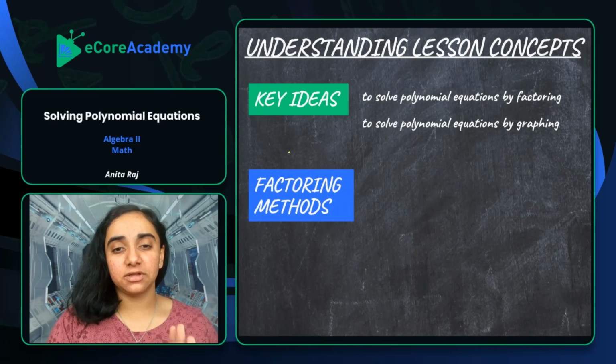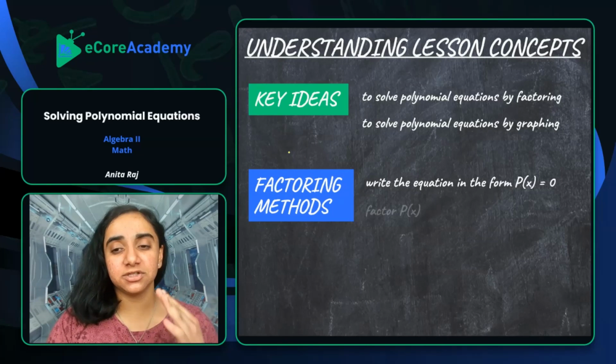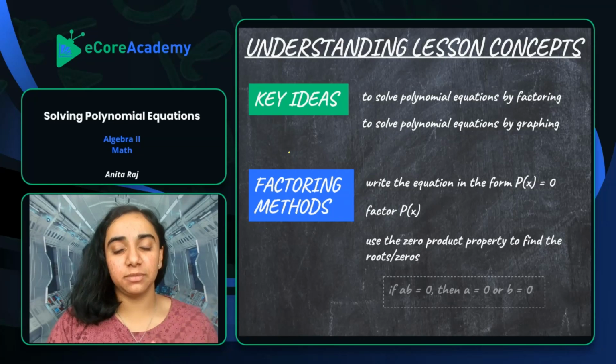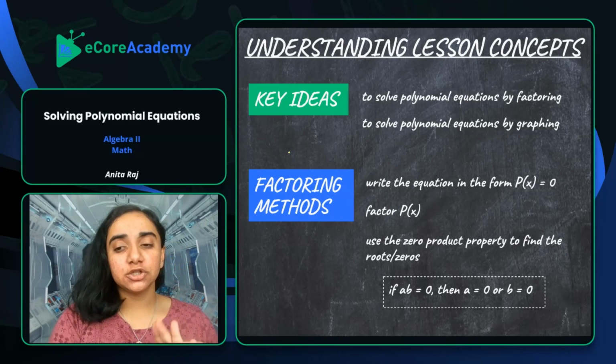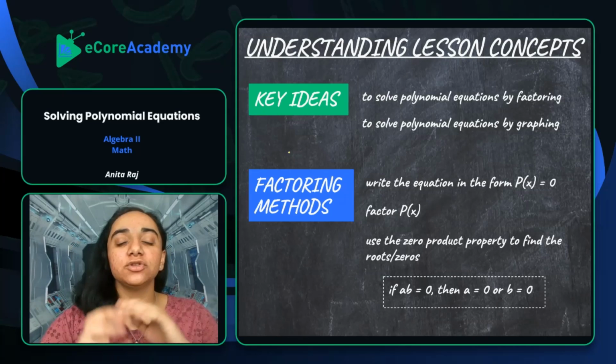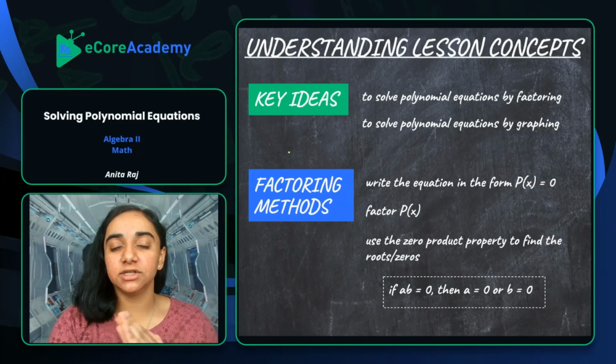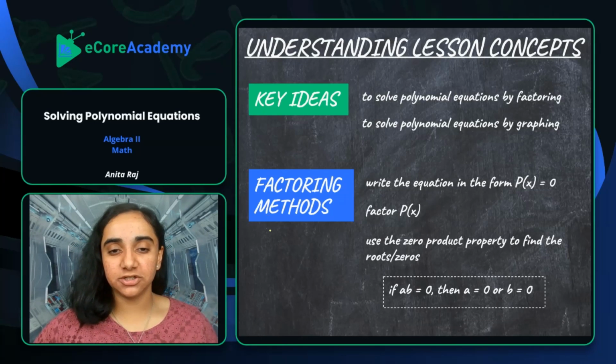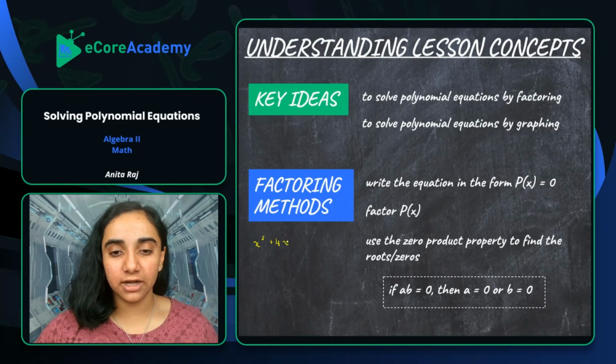Here are some factoring methods that I just want you to keep in mind, because this is really the basic process we're going to be using to solve these polynomial equations. So first, you want to write the equation in the form p of x is equal to 0. So if you have an equation, for example, x squared plus 4x plus 4, that's a perfect square trinomial, is equal to p of x, what you want to do is take that same equation and set it equal to 0. So I'm literally just going to write the example here for you: x squared plus 4x plus 4. So you've got this quadratic perfect square trinomial. Your first step is to set it equal to 0.